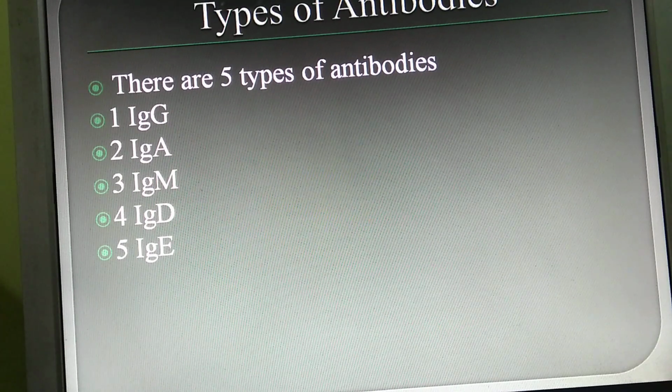Now we should remember an important part. There are 5 types of antibodies. Number 1 IgG, number 2 IgA, number 3 IgM, number 4 IgD and number 5 IgE. We should not forget that antibodies are also called immunoglobulins, and if you remember, this is a part of the blood. They are also found in the blood plasma. These antibodies are created in the liver.